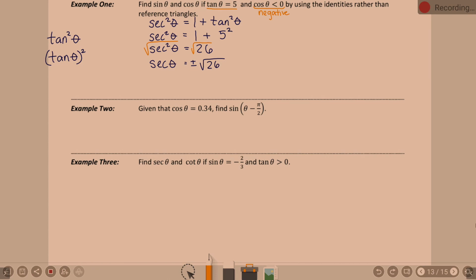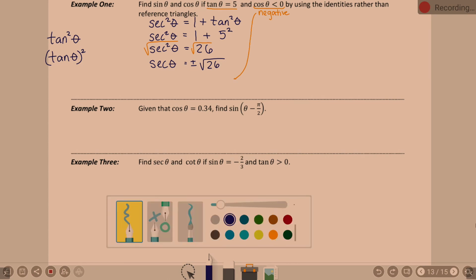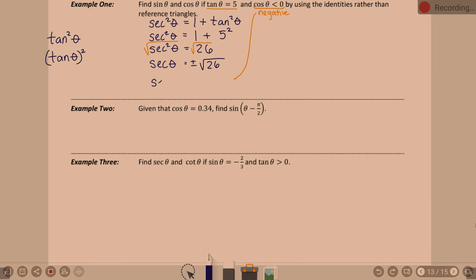What's the relationship between cosine and secant? The reciprocals, yes? So if cosine's negative, what do you know about secant? It's negative. Okay, so the same reasoning goes into play. If cosine's negative, then secant has to be negative. So we are going to say that secant of theta is equal to the negative square root of 26. Okay, are you with me?